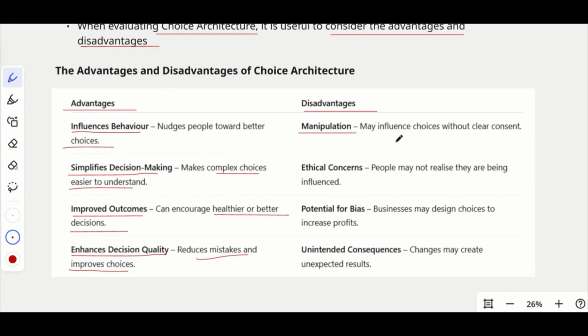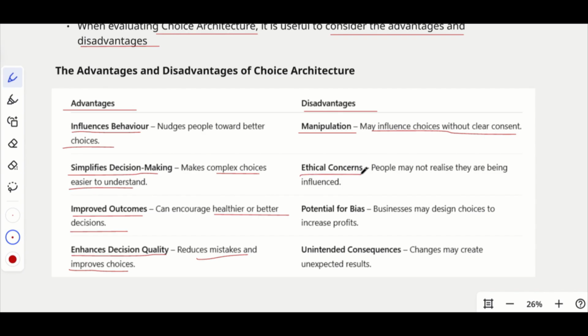First thing is manipulation. You might very well know what we mean by manipulation, right? It may influence choice without clear consent. When it is restricted or mandated, we don't have any other choice, right? We can only do that. So that is manipulating. It may influence our choices without any clear consent.